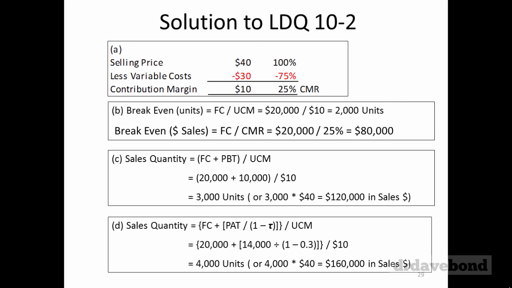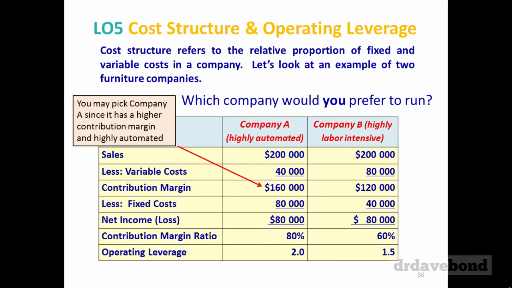Now I understand we're getting towards the end, and I'm going to leave a little bit of time for questions. I'm not going to talk a huge amount about cost structure and operating leverage because it's not something that we will focus on. But the one thing I just want to draw your attention to is the idea behind it: we have two companies. They say they're highly automated and highly labor intensive. That could be the driver of it. It could be other things going on. What operating leverage and cost structure is looking at is the mix between variable and fixed costs in an organization.